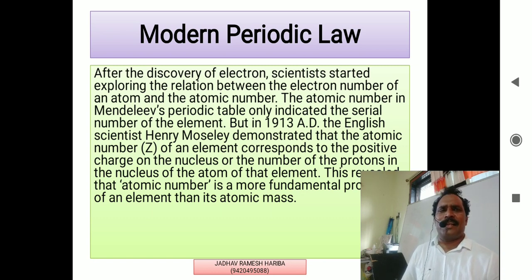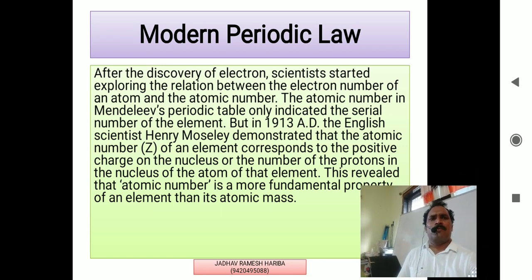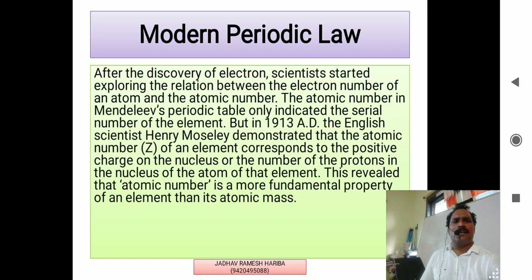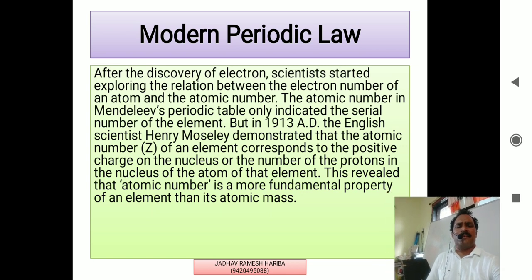And what is atomic number? The atomic number is the number of positively charged protons in the nucleus, or the number of negatively charged particles, that is electrons, which are revolving around the nucleus. That is, the atomic number is the number of protons or the number of electrons in an atom. That number we call the atomic number.